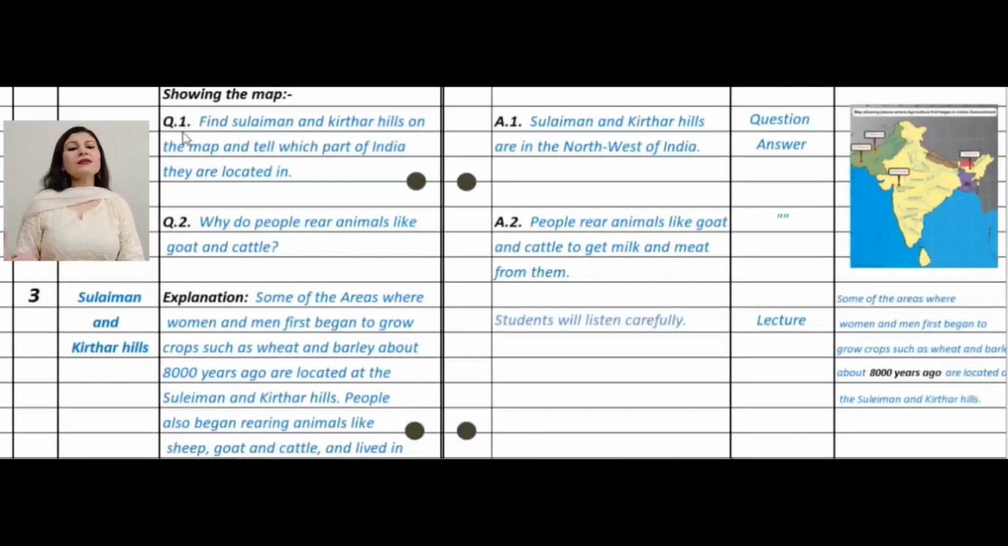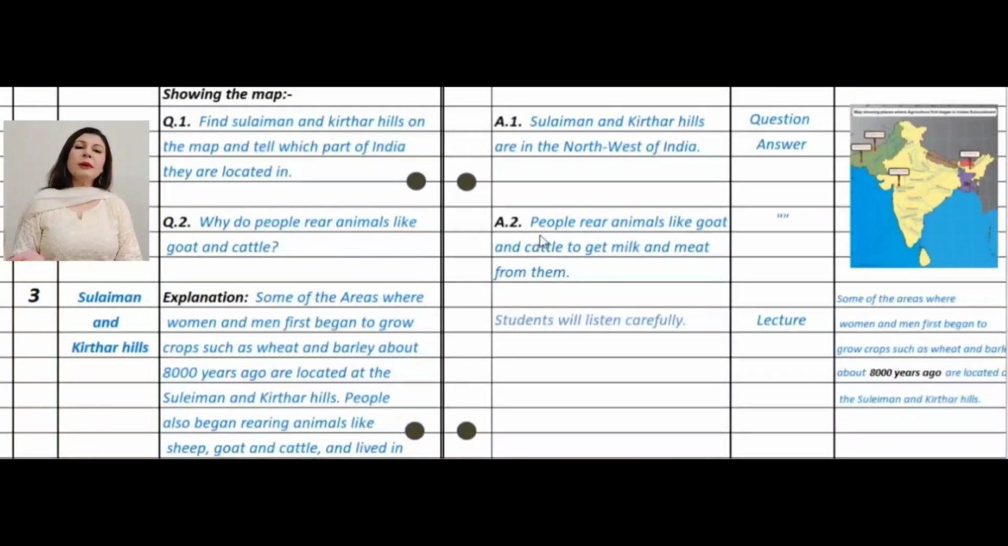Here again we'll ask two questions. First question can be, find Suleiman and Kirthar Hills on the map and tell which part of India they are located in. So for this we'll show them the map. The students will locate Suleiman and Kirthar Hills on the map and they'll give the answer that Suleiman and Kirthar Hills are in the northwest of India. Then we can ask the other question, why do people rear animals like goat and cattle?